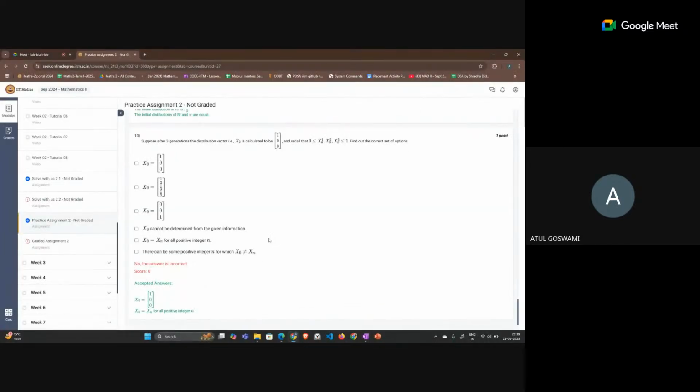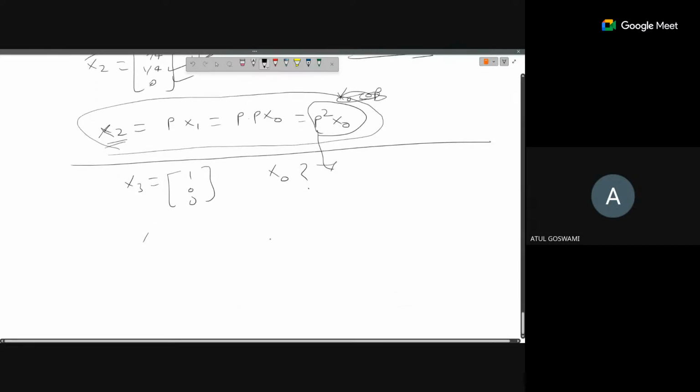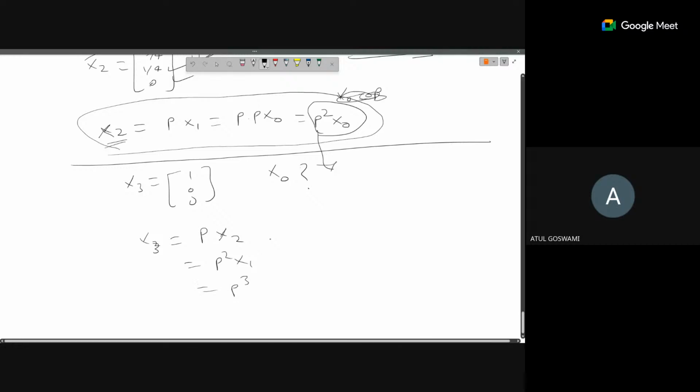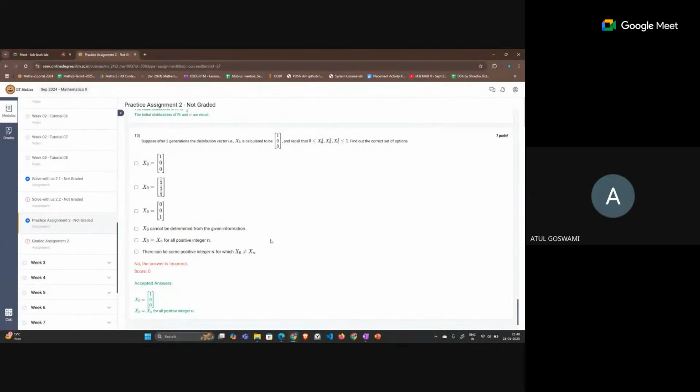Yes. Same thing we will do. X3 is P times x2, and then this is equal to P square times x1, and this is equal to P cube times x naught. So again we got the expression. Now we can get x naught. Is this expression correct? Yeah.